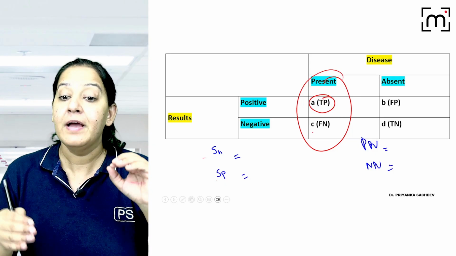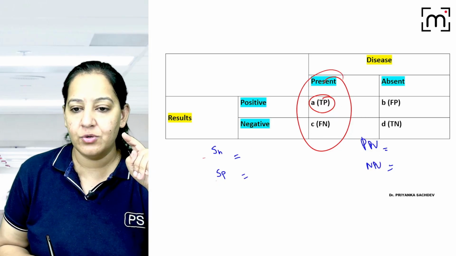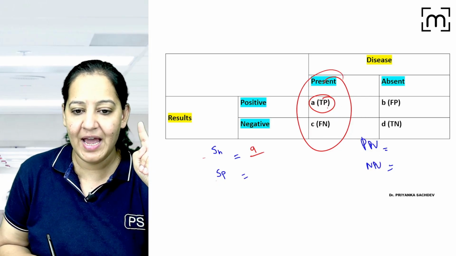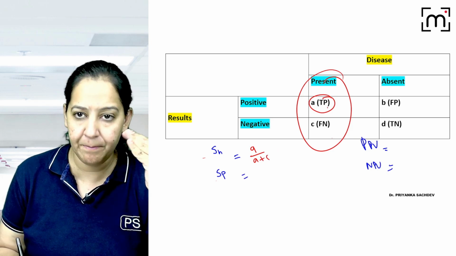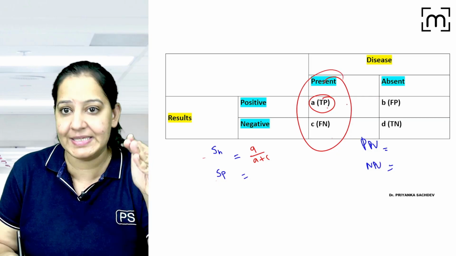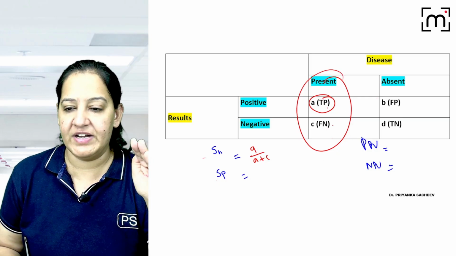टोटल डिजीज में से एक्चुअली टेस्ट किन को पॉजिटिव बोल रहा है. सो इट इज A upon A plus C. It's the ability of the test to detect the true positive among all diseased. Right? That is the sensitivity.